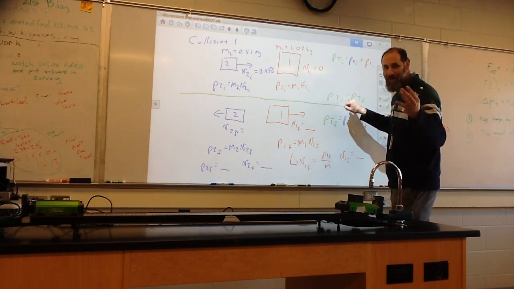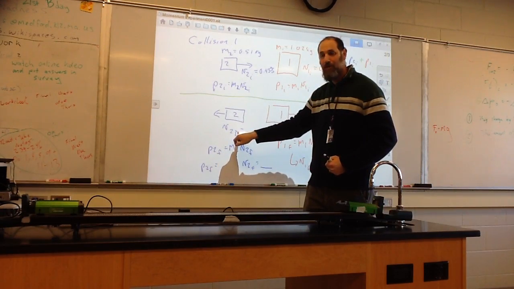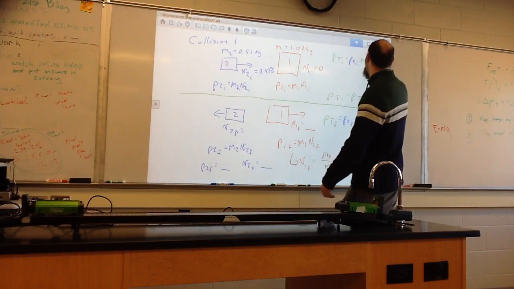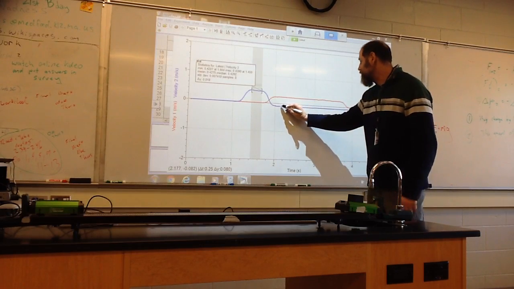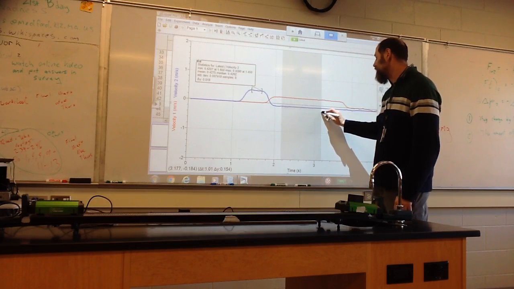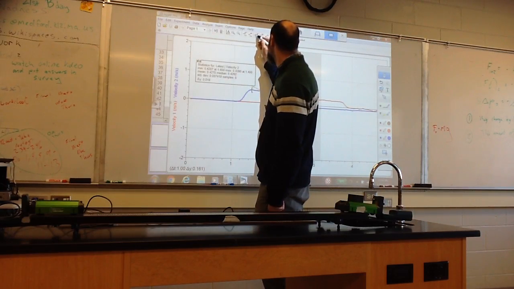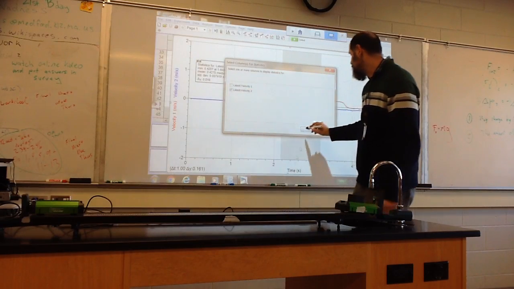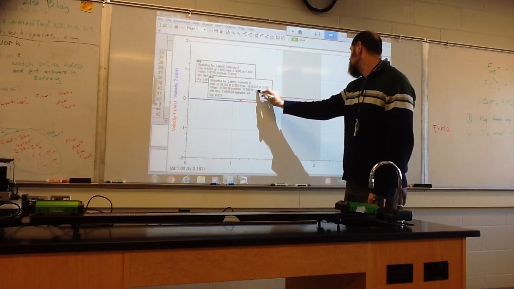Say it with me. Momentum is conserved. So we need to know how fast 2 is going in the opposite direction after the collision. So let's look at that. So that's still the blue. So nice constant velocity there. I like it. All right, so we're going to get the stats for that. And here we go, I hit stats. And we're still doing it on velocity 2 only.